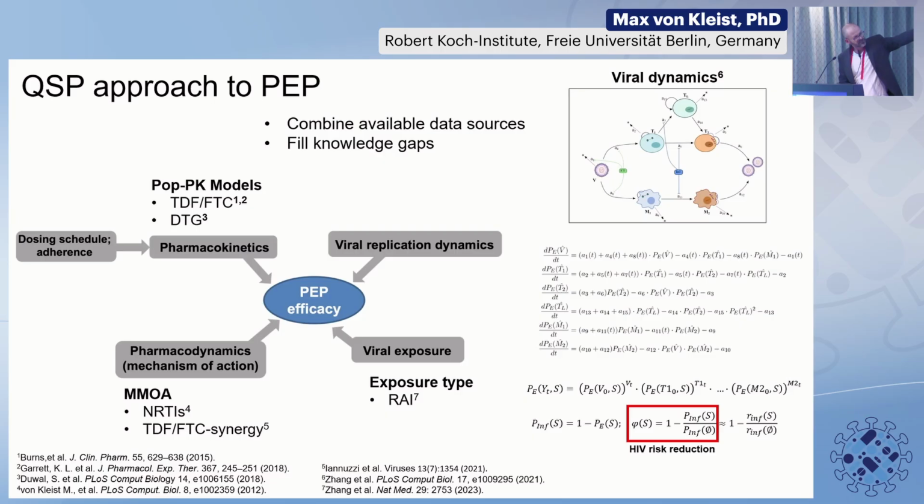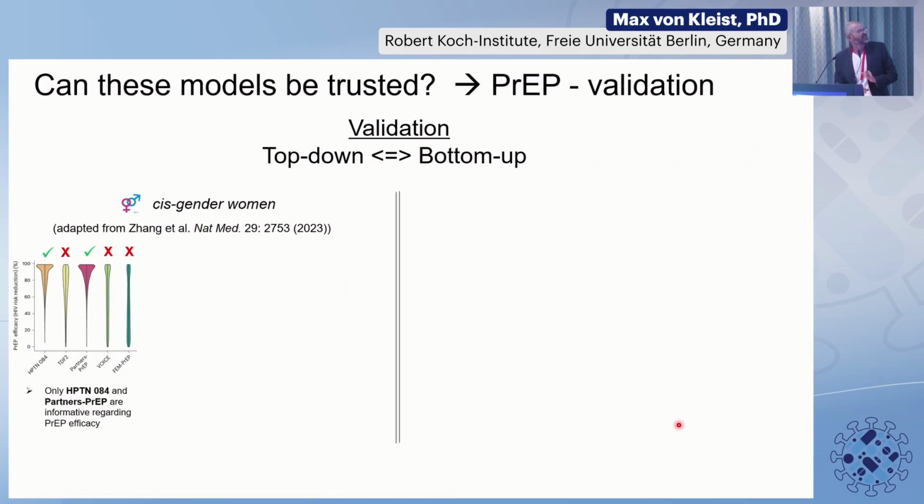Lastly, we can integrate the exposure by considering how many viruses get transmitted and so on. This is the equation below these ordinary differential equations, and from there the probability of infection can be computed as the complement of the extinction probability, and that is then the HIV risk reduction or the PEP efficacy. So all of this gets plugged together and can then be played out.